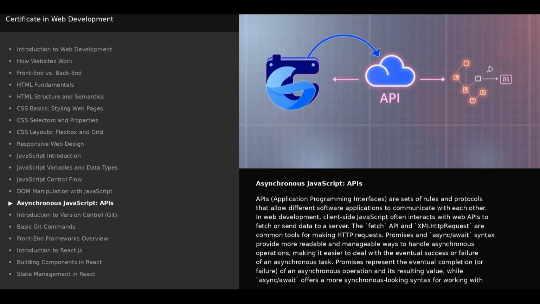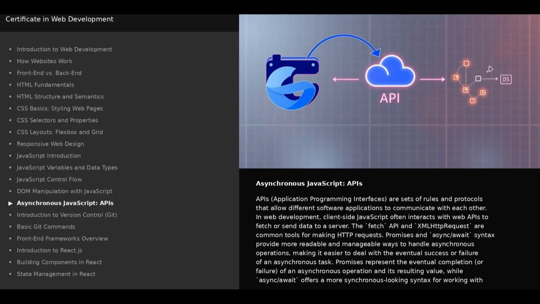APIs, application programming interfaces, are sets of rules and protocols that allow different software applications to communicate with each other. In web development, client-side JavaScript often interacts with web APIs to fetch or send data to a server. The Fetch API and XMLHttpRequest are common tools for making HTTP requests. Promises and async/await syntax provide more readable and manageable ways to handle asynchronous operations, making it easier to deal with the eventual success or failure of an asynchronous task.